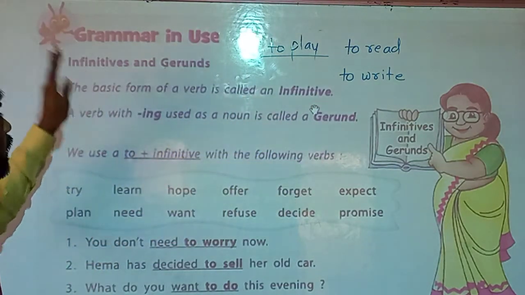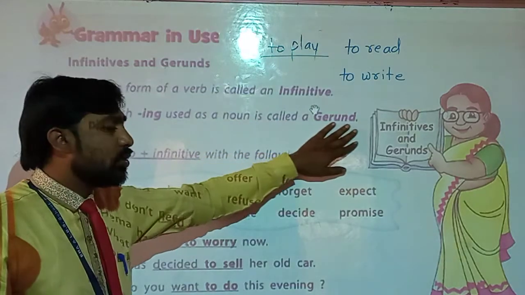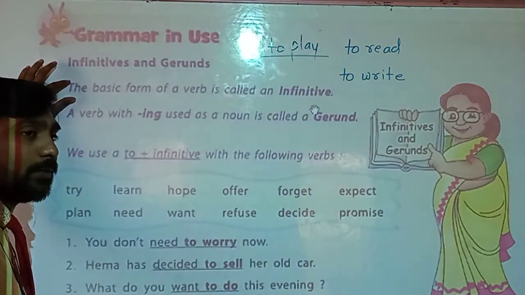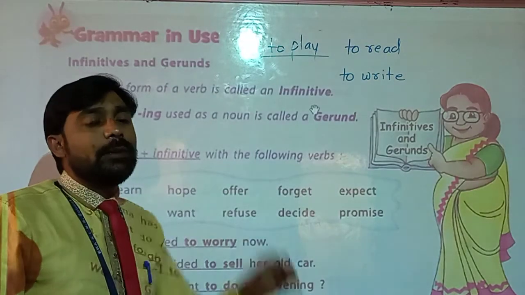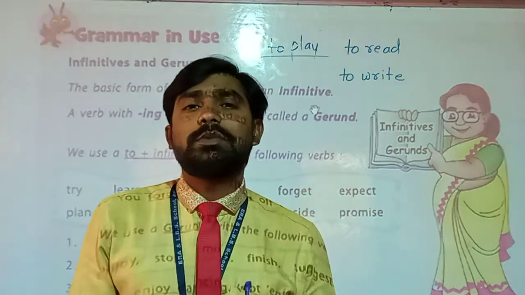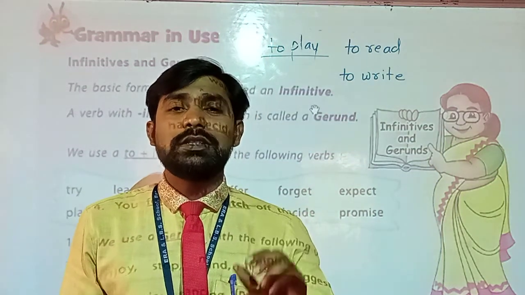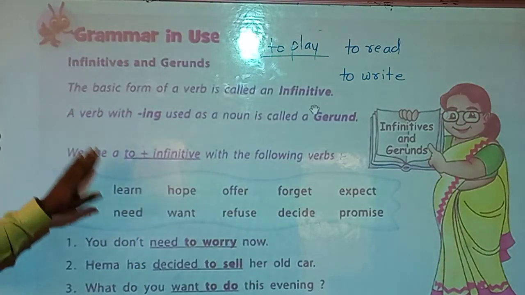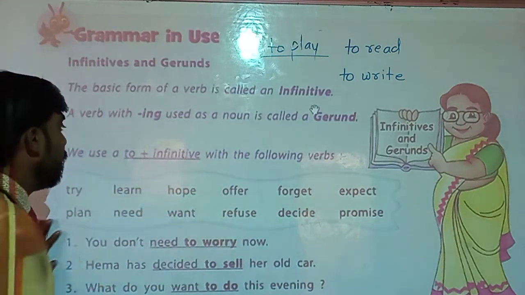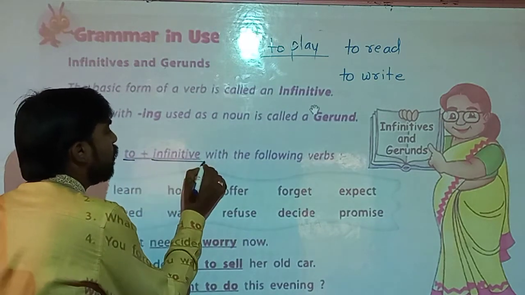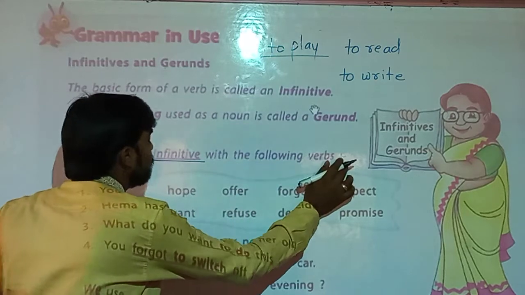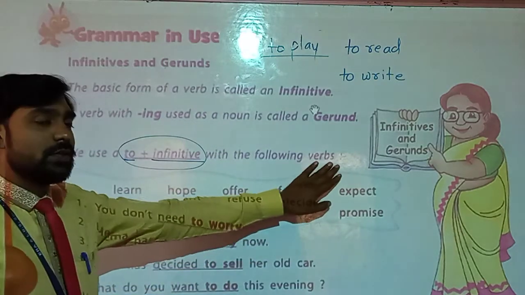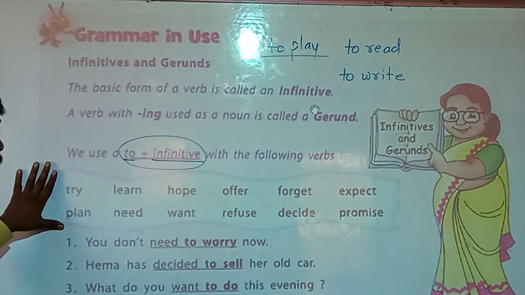A verb with ing used as a noun is called a gerund. So this is about gerund. But first of all we will learn about infinitive only. What is given? The basic form of a verb which comes with to is known as infinitive. Now we use to plus infinitive, to plus this basic form of verb, with the following words, where we use infinitive forms with the following verbs. So here verbs are given.